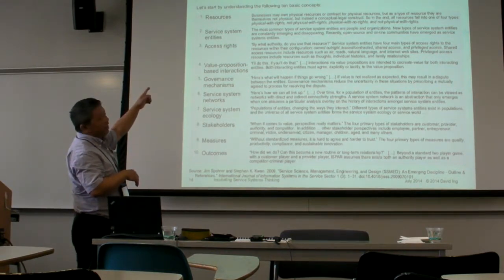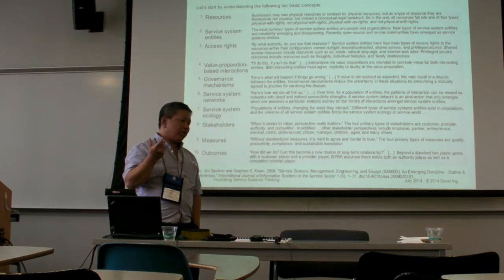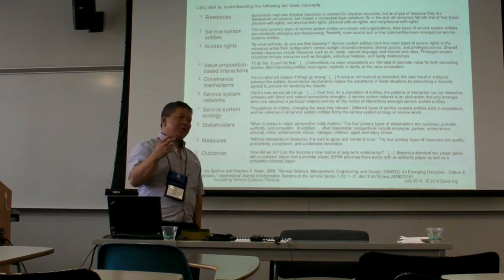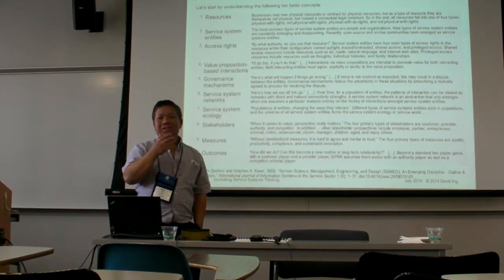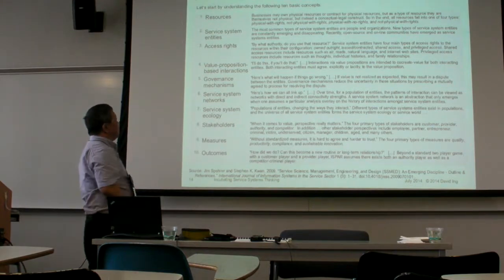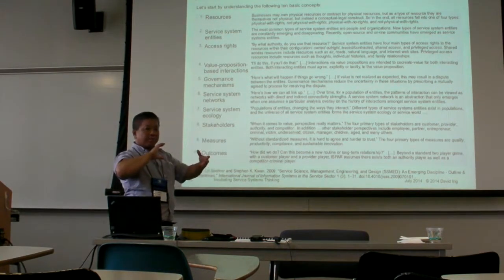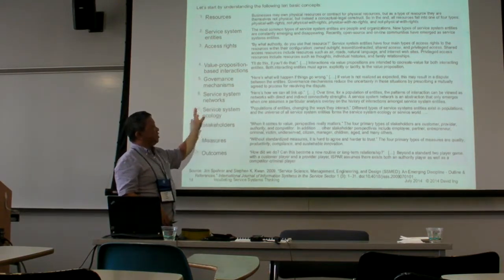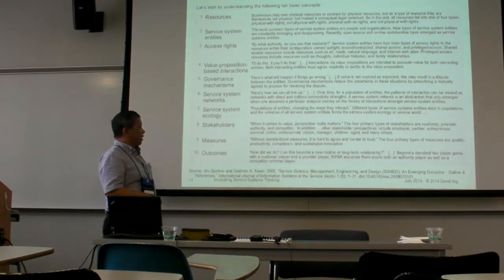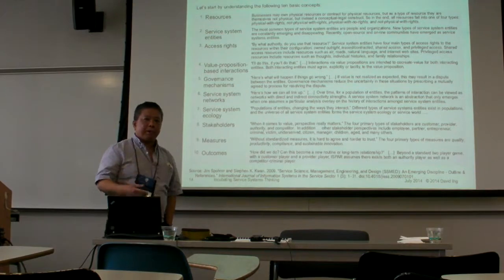You have the resources, services to entities, which are like the people, and access rights. Now, this is something interesting where you don't have to own things, you just have to have access to them. If you look at what's happened with recorded music, we don't buy CDs anymore. Would you rather buy the CD or have access to it? How does that work? Value proposition-based interactions, where you have two parties and you start getting back and forth with negotiations. Governance mechanisms, what happens if things go wrong. Service system networks, the ability for service systems as parts to connect to each other. A service system ecology, so you have this whole population of entities acting together. Stakeholders: customer, provider, authority, and competitor. Measures, how do you measure that, and outcomes. And he has this model called ISPAR. But there's this whole idea of basic concepts.